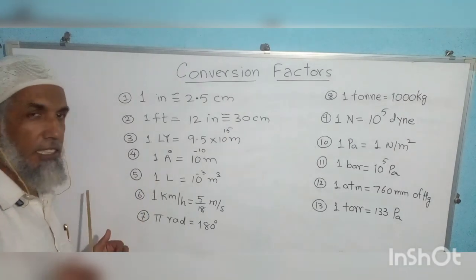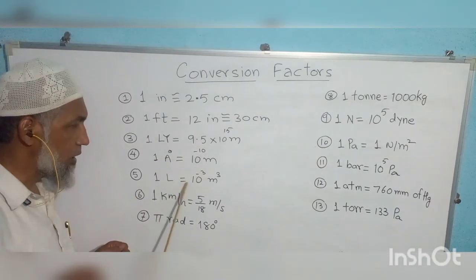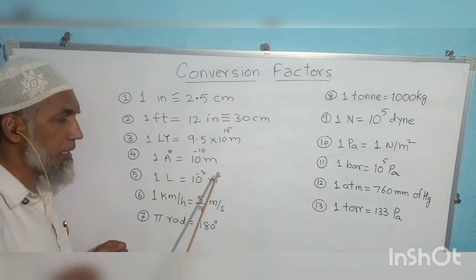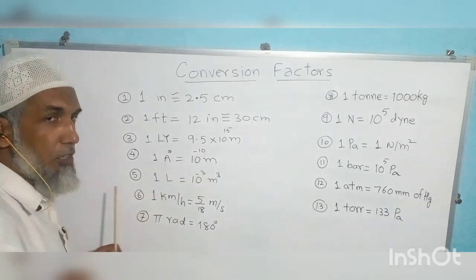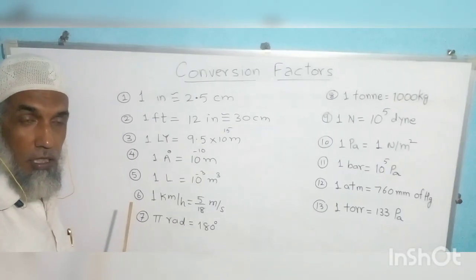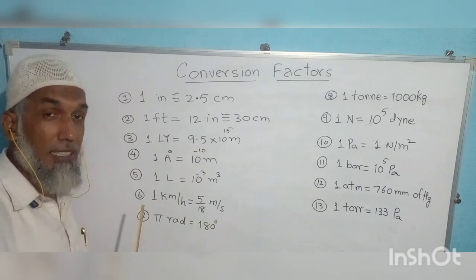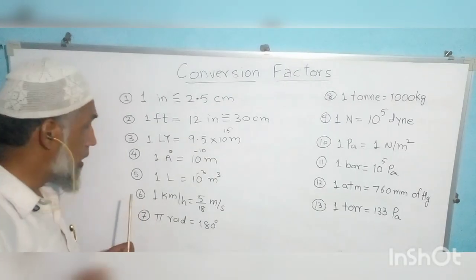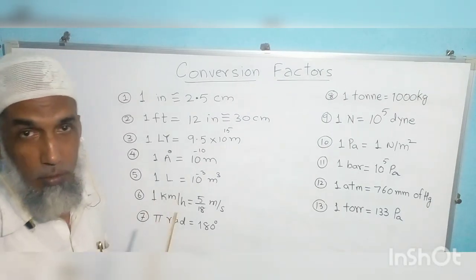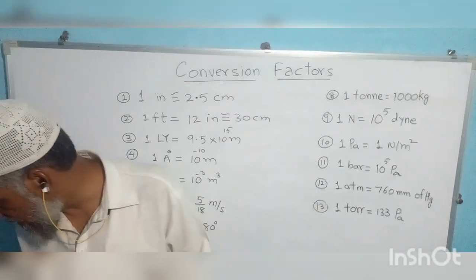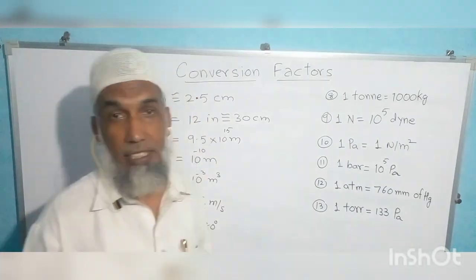Then 1 liter, it is related to volume. 1 liter is equal to 10 to the power of minus 3 meter cube. So here you are converting liter into meter cube. In the question, suppose liter is given, but in the options meter cube is given. Then you have to convert liter into meter cube. Sometimes in the question meter cube is given and you are asked to convert into liter.